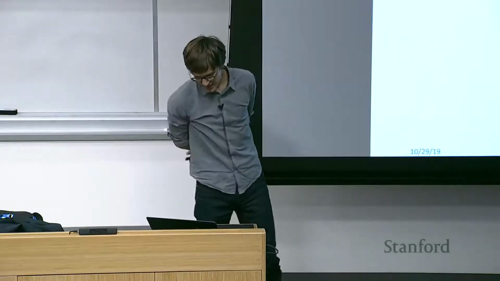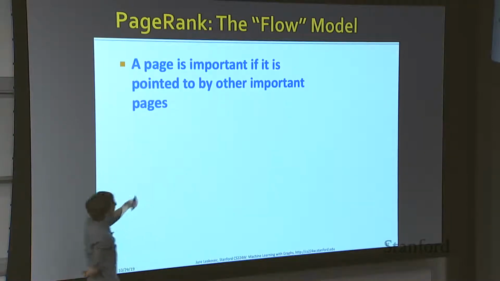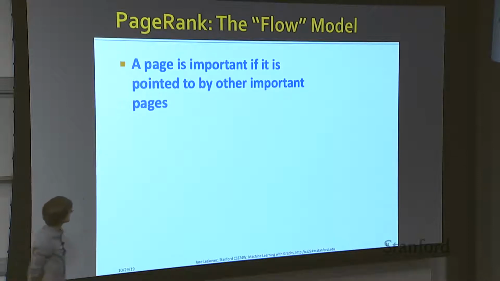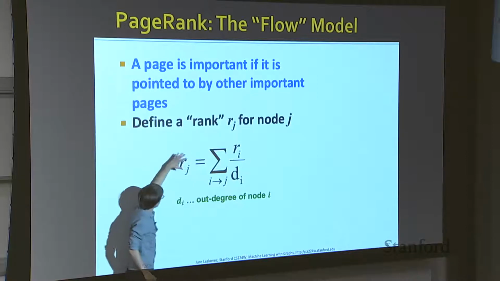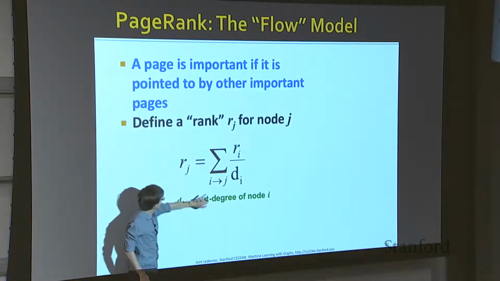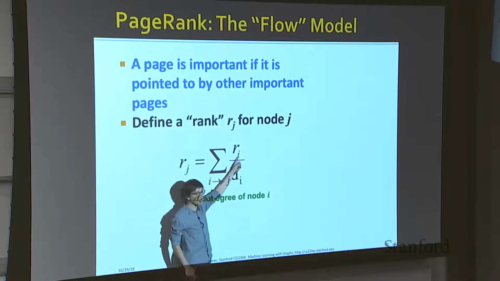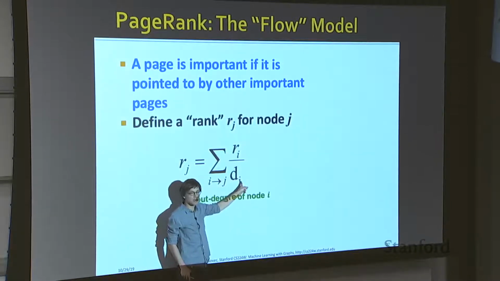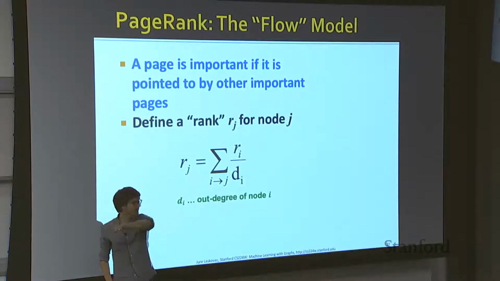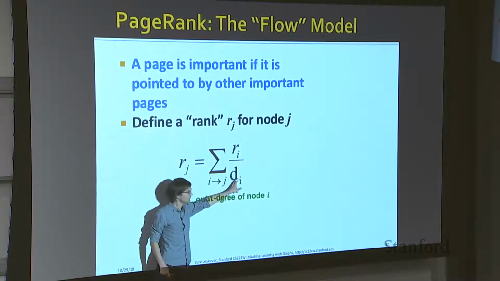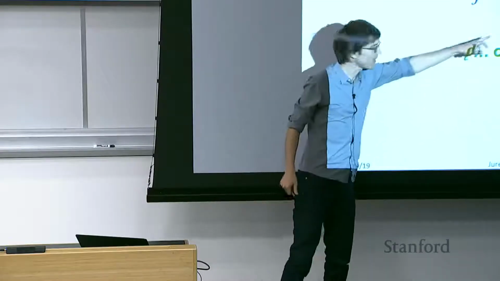So basically what we say is, a page is important if it's pointed to by other important pages. So the way we can now define the rank of a given page j is simply my importance, if I'm j, is a sum over all the nodes i that point to me. I take their importance divided by their out degree and sum it together, right? I see who's a friend of myself. I ask them how important they are, how big an out degree they have. I divide, sum it up. That's my own importance, okay? Where d sub i is the out degree of node i.